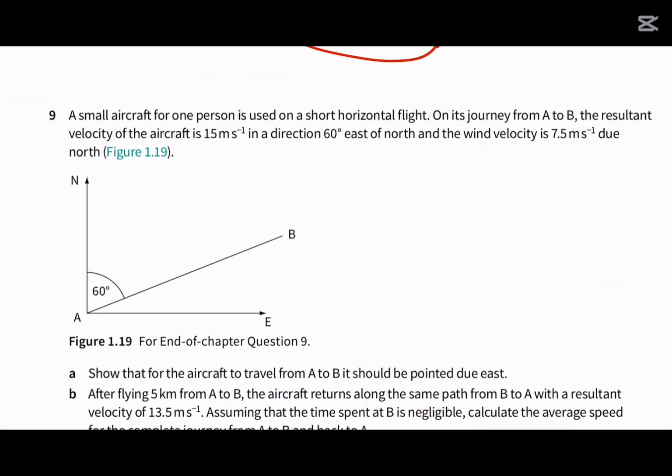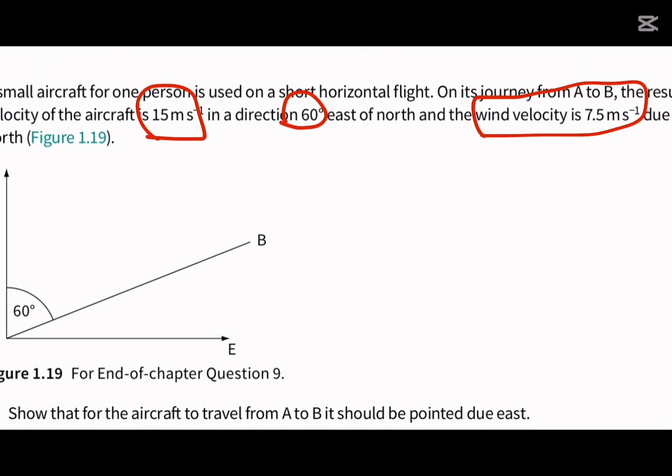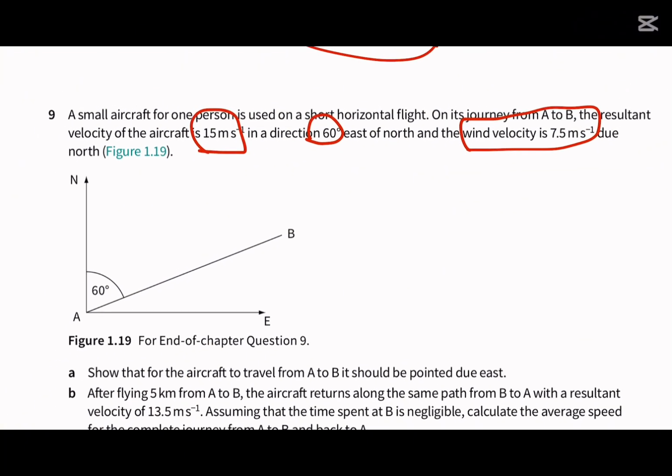So let's read the question again. The wind velocity is this much, and the resultant velocity is here in the direction of 60 degrees. So let's draw a vector diagram of that. Okay, so the wind velocity is due north. So the wind is actually this way.